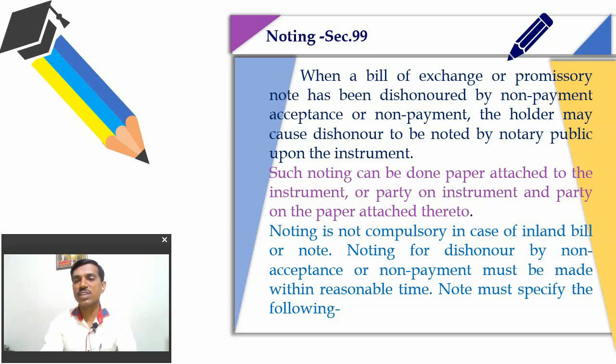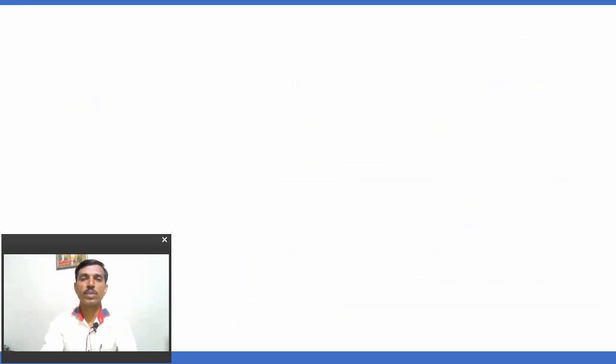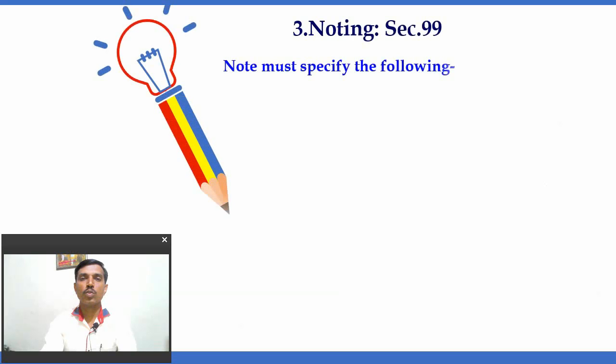Noting is not compulsory in the case of an inland bill or note. Noting of dishonor by non-acceptance or non-payment must be made within a reasonable time. So what are the things required in the noting? Certain things are required for the noting. The note must specify the following things.